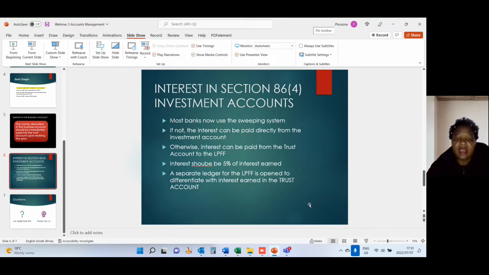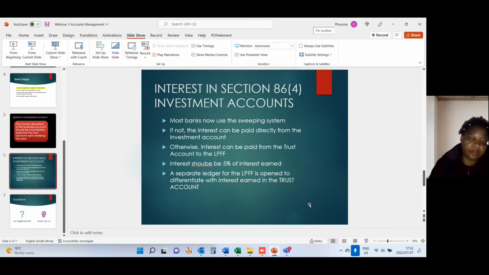So with these accounts, the LPFF, you can always phone them. They will give you specific accounts where the money is paid. And then the interest that is payable should be 5% of the interest. It's a simple calculation. If someone has earned 100 Rand in interest in a Section 86 account, the calculation is 5% of that 100, and you pay that over. The 95% goes to the client, depending on whether you've agreed on an admin fee or not.